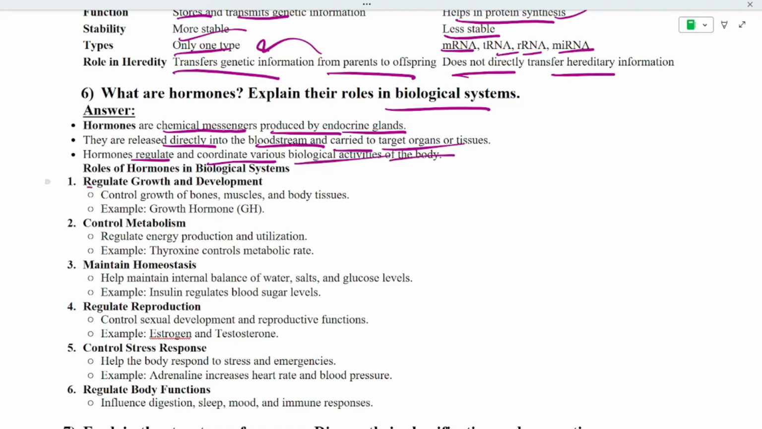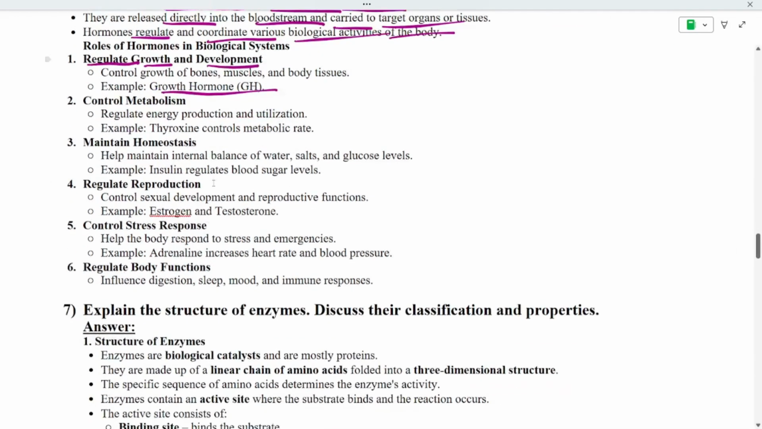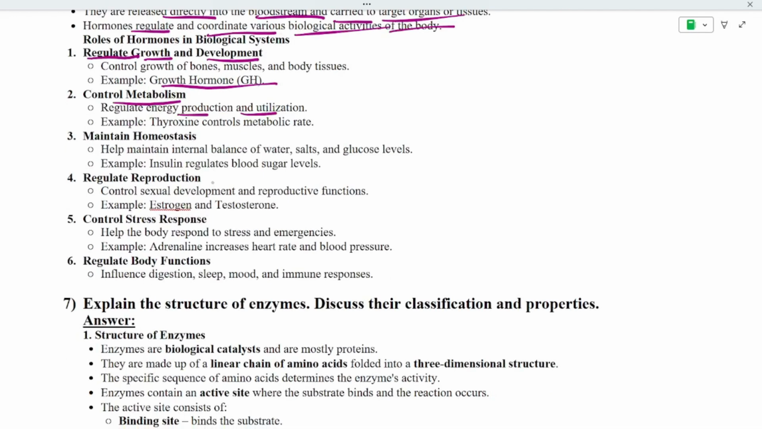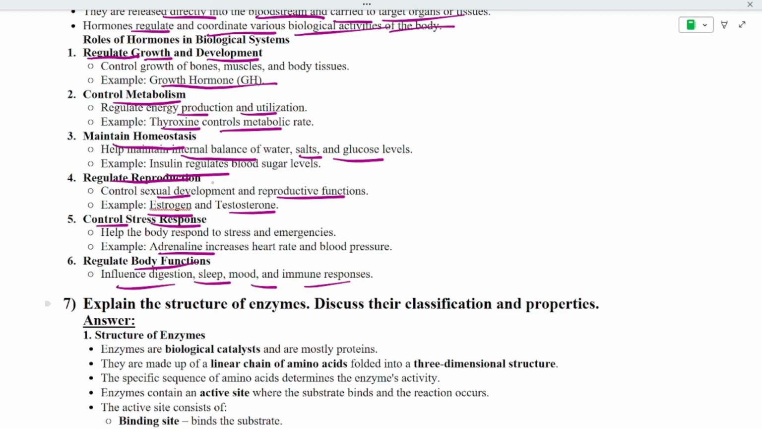What are the roles? They help regulate growth and development, that is growth hormone; control metabolism for energy production and utilization, that is thyroxine, which controls metabolic rate; and maintain homeostasis, meaning internal balance of water, salt and glucose level, where insulin regulates. In reproduction, estrogen and testosterone control the reproductive function. Next is stress: adrenaline is for stress and body functions, digestion, sleep mode and immune responses also. The role of hormones is very important.